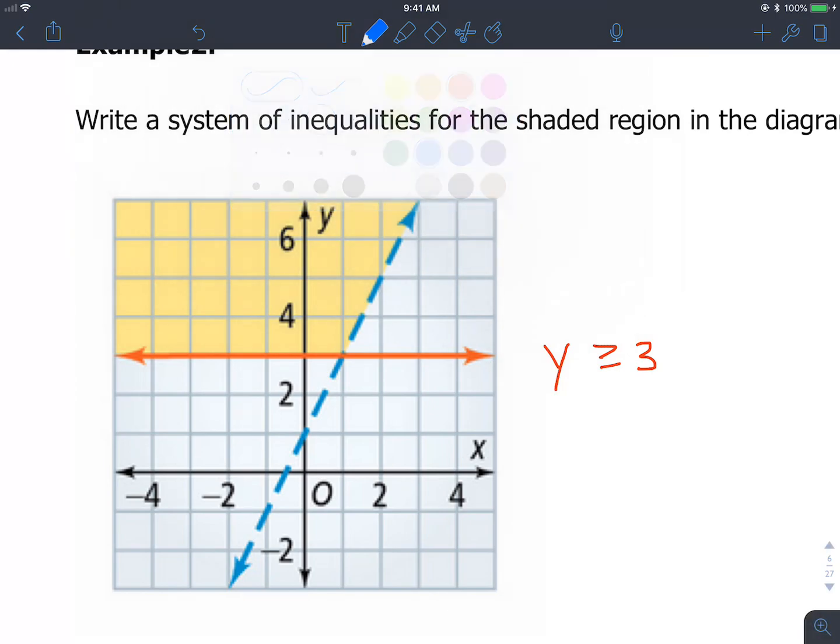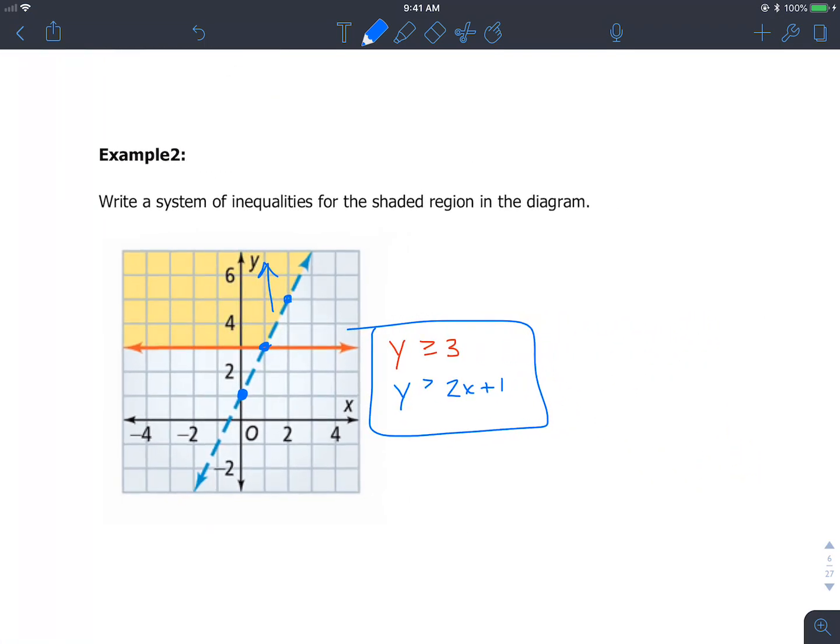Now, as far as the blue line goes, we need to figure out the y-intercept. It looks like it's at 1, and then it looks like the slope is going up 2 and over 1, so y is greater than 2x plus 1. And since you're shading above that blue line as well, that's going to be greater than or equal to. Or actually, I'm sorry, just greater than. It's regular greater than because it's a dotted line. And that would be your system of inequalities. Basically, the same thing we had been doing, except we're going backwards, starting with the graph and ending with the equations or inequalities.